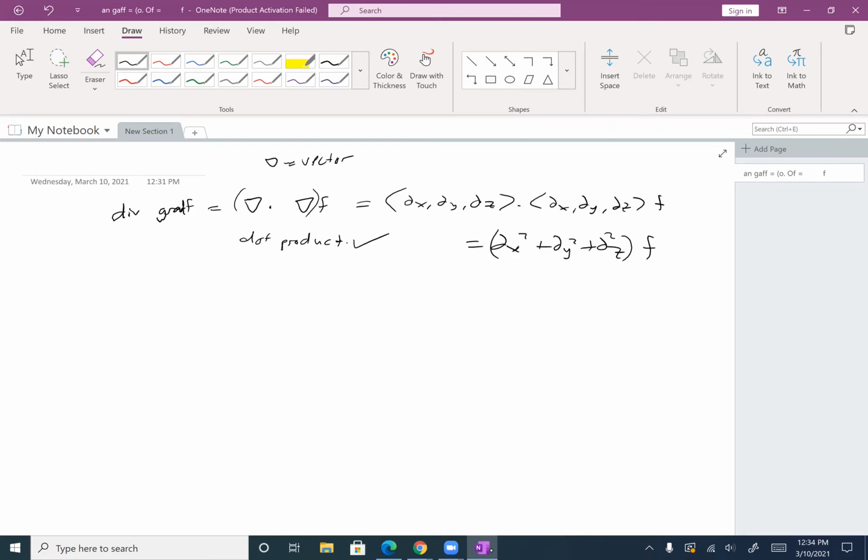The next one is curl gradient f. And it's also good to think of it again as a vector. So this is actually just a cross product applied to f. And so this is equal to 0, because if you think of them as vectors, these two vectors are parallel.